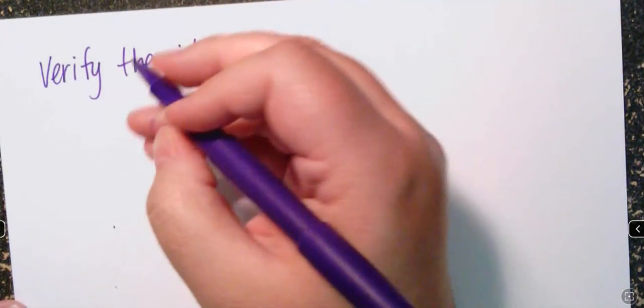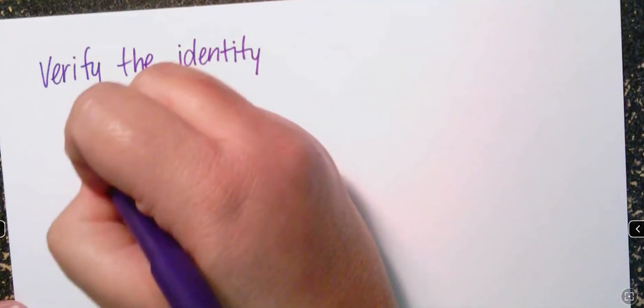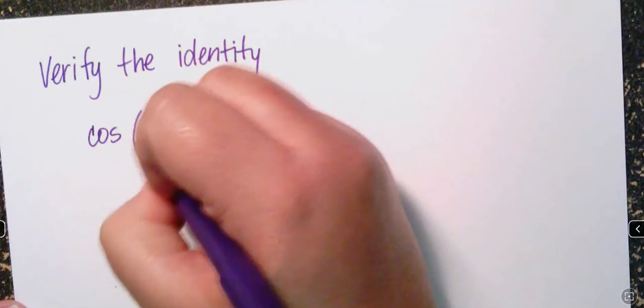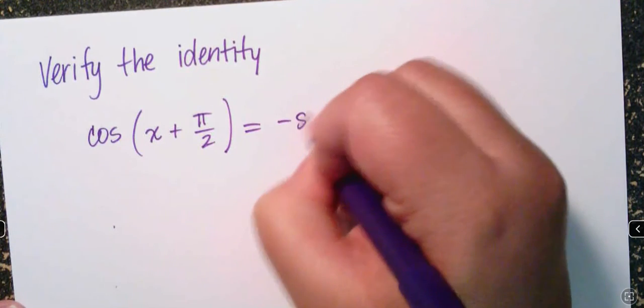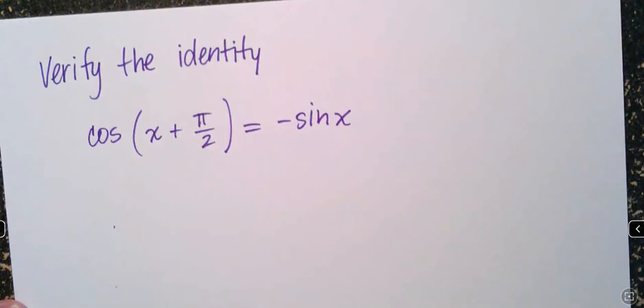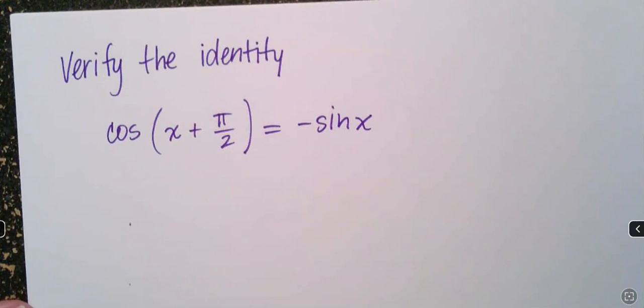We just did a sine sum. Now let's do cosine. Cosine of x plus pi over 2 equals negative sine of x. Okay, they want me to verify this.